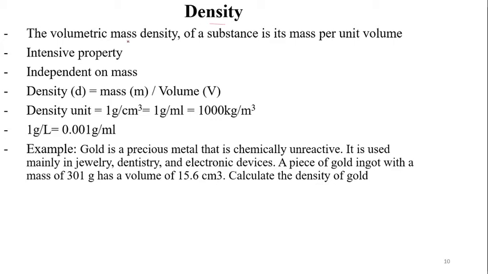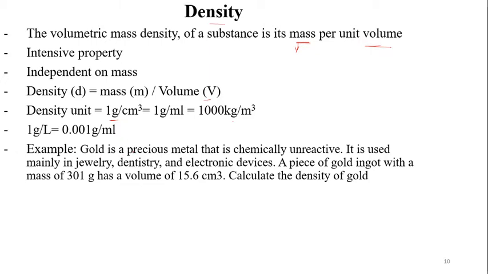Next is the density. The volumetric mass density of a substance is the mass per unit volume. The mass, we know, can be in gram or kilogram. As for the volume, it can be in cubic centimeter, milliliter, or cubic meter.